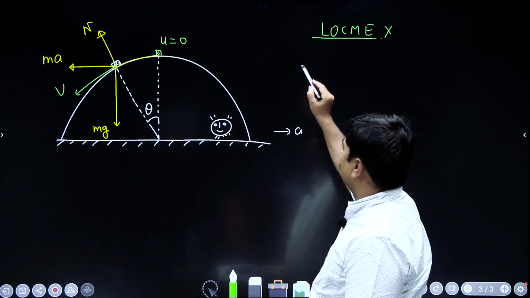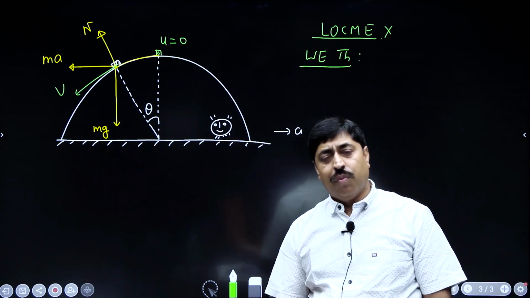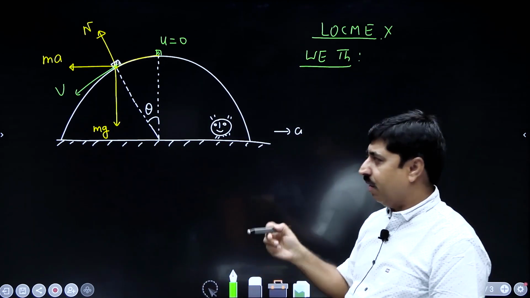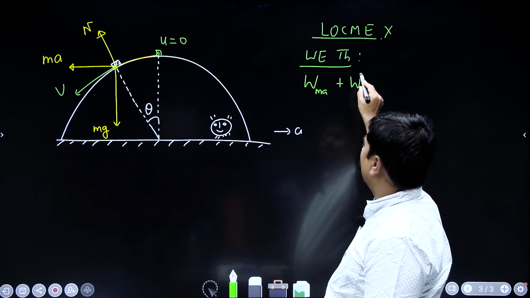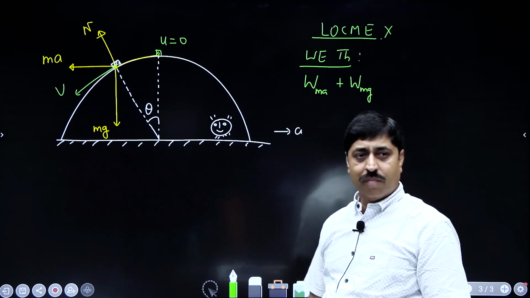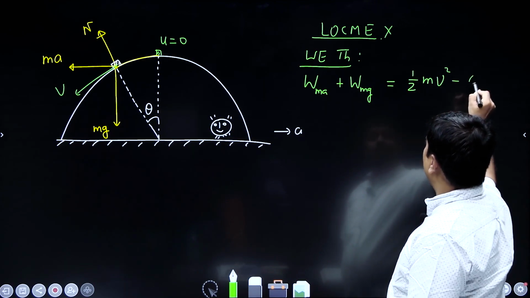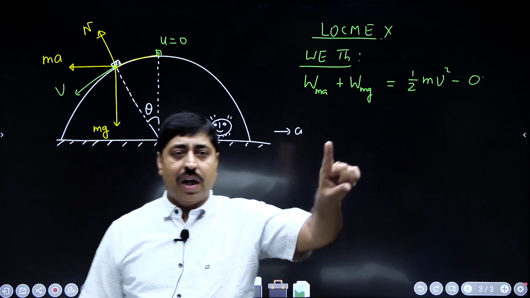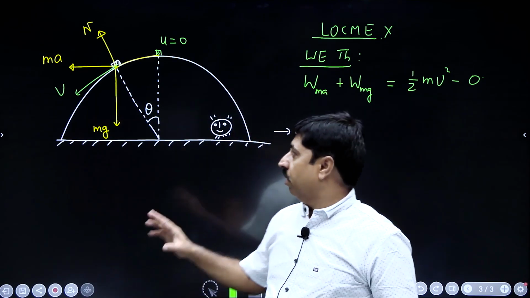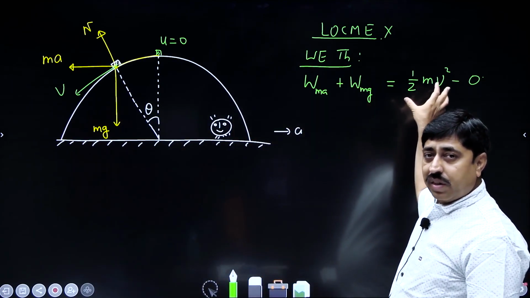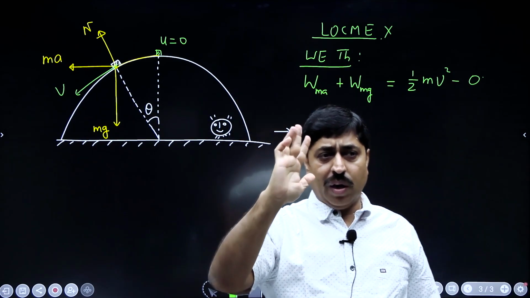What is work energy theorem? Work energy theorem says work done by all forces is equal to change in kinetic energy. Fine. So, work done by pseudo force Ma, work done by gravitational force mg, this will be equal to final kinetic energy minus initial kinetic energy. The initial kinetic energy of the block is 0 and the final kinetic energy is half mv square. So, work done by Ma and work done by mg is equal to final minus initial kinetic energy. Normal reaction does not perform any work.